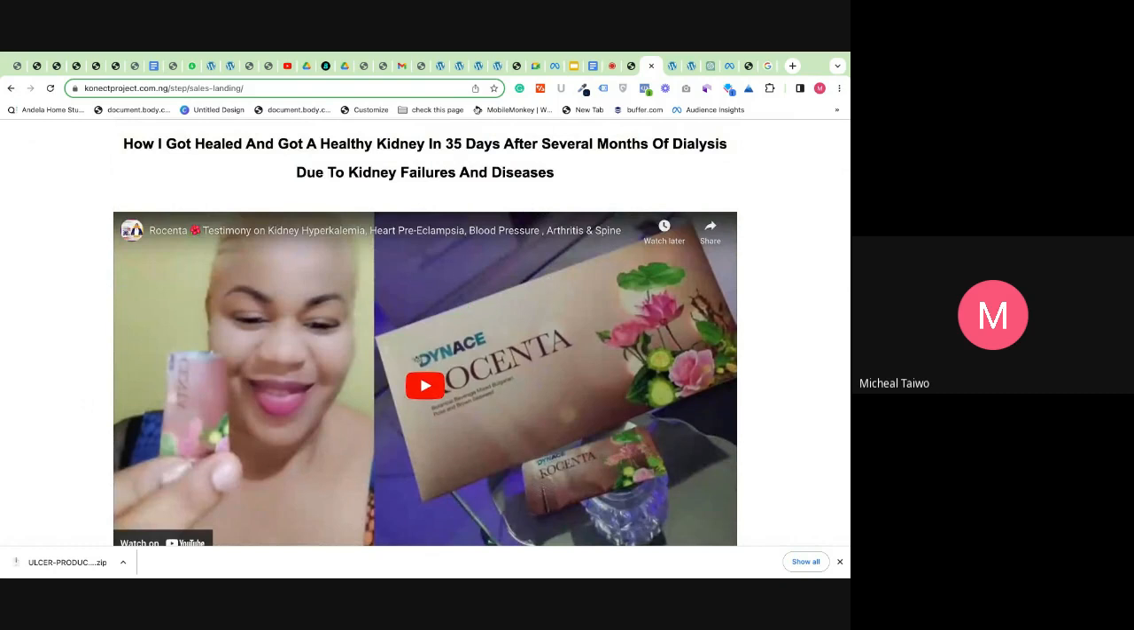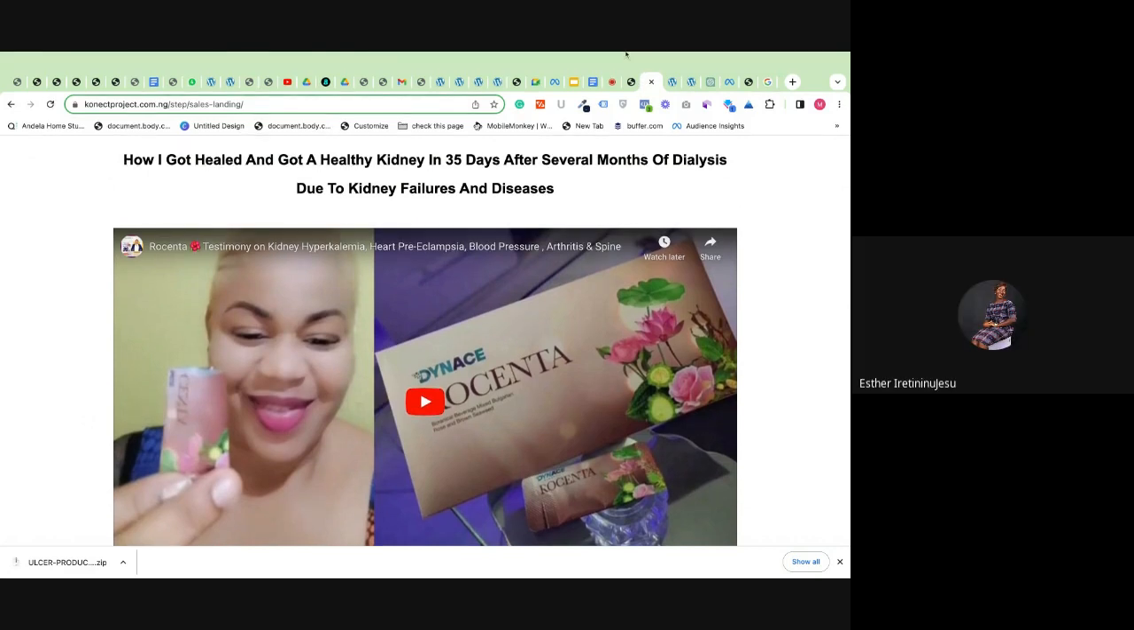So guys, I think we have to draw the curtain here. I don't know if this is really making sense. Is this challenge really making sense for some of us here? Yeah, it's making sense. I'm getting so inspired. Thank God.